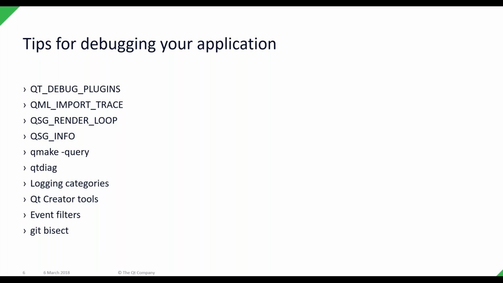Similar to that is the QML import trace environment variable. By setting that, it will output information about the types that are being resolved when an application is running. This will also indicate where it's finding the different types. So again, you can use this to find out where the plugin is or where the QML file is, and then you can see at a glance if it happens to be loading the wrong one. And you also get more information as to why a type was not resolved if there is a problem. So this is also very handy to use.